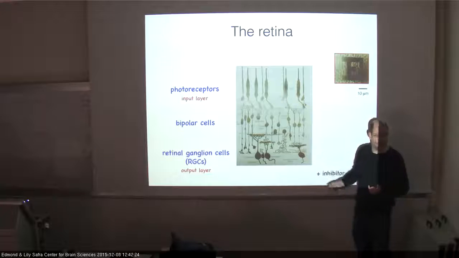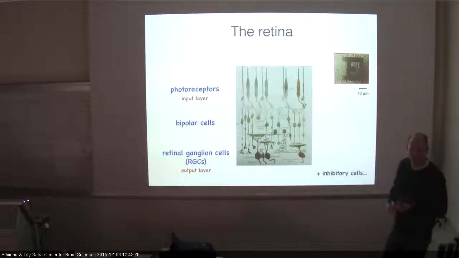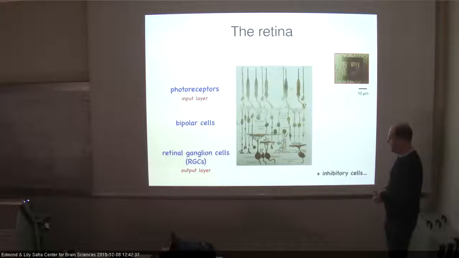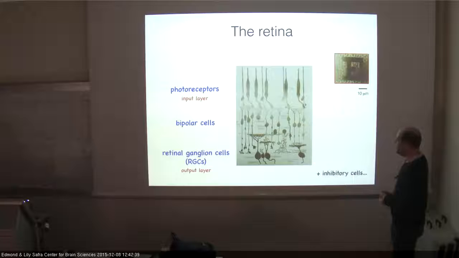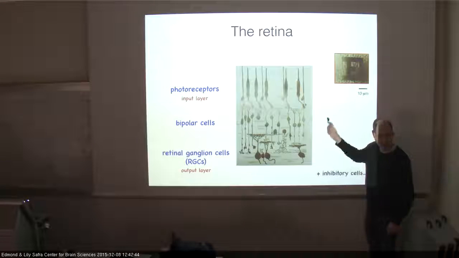There are many types of retinal ganglion cells. We'll talk about it in a moment. And this is really the output layer of the retina, because the retinal ganglion cells are the ones that send signals to the brain. So all the brain knows about the visual scene comes from the spikes that the retinal ganglion cells are sending.